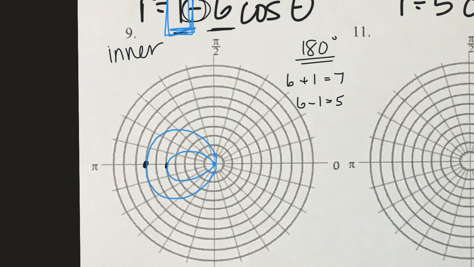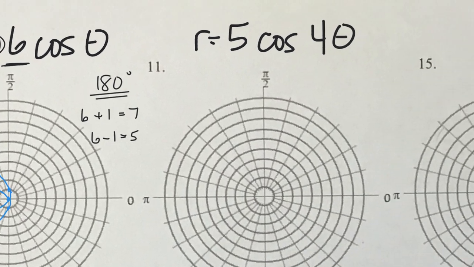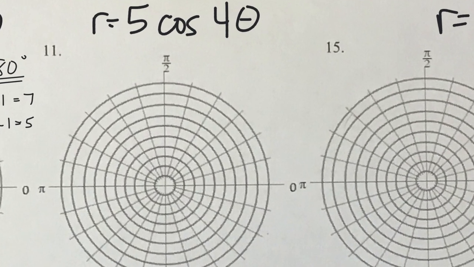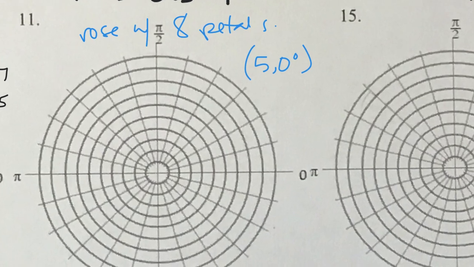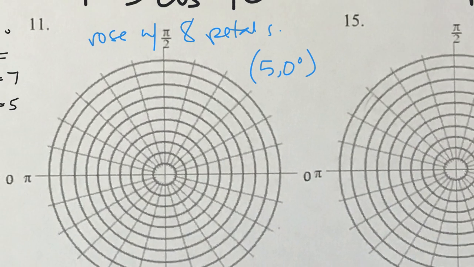Good morning. Excellent. Let's continue. So here we have 5 cosine of 4 theta. This is a rose with 8 petals. And our first petal is at 5 comma 0. For cosine, your first petal is on the pole. So in other words, the positive x-axis.